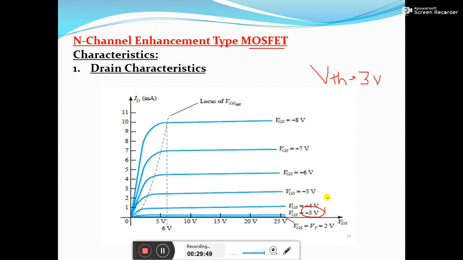So if the VGS value is increased beyond the VTH value, you can get a significant increase in the ID value here. You can see here for 7 volt it is approximately around 7 milliamps. For 8 volt it is approximately 10 milliamps here. So if you go on increasing the VGS value in the positive direction, you will get more and more ID current. So this is about the drain characteristics.